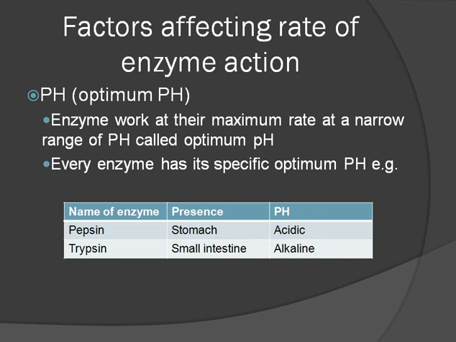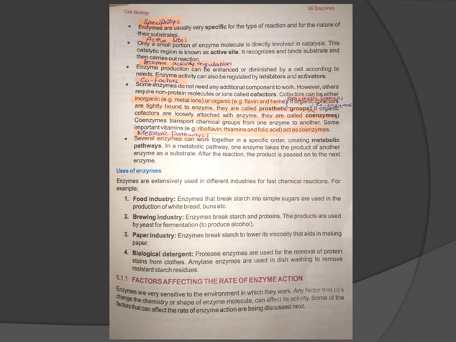For example, I have given you examples in a table. Name of enzyme is pepsin. Where is it present? It is present or working in stomach, and its pH is acidic. Then comes trypsin. It is present in small intestine and its pH is alkaline or basic. These pages are taken from your book.